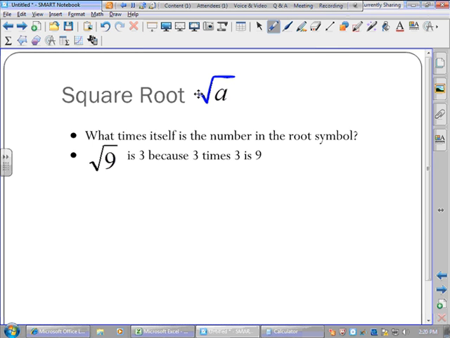Square root asks what times itself is the number inside the root symbol. So the square root of 9 is 3 because 3 times 3 is 9. So square root of 9 is 3.